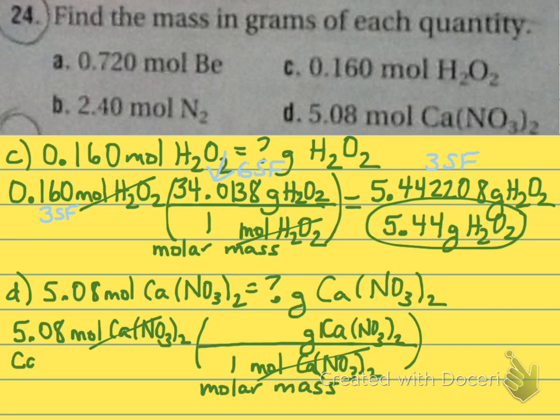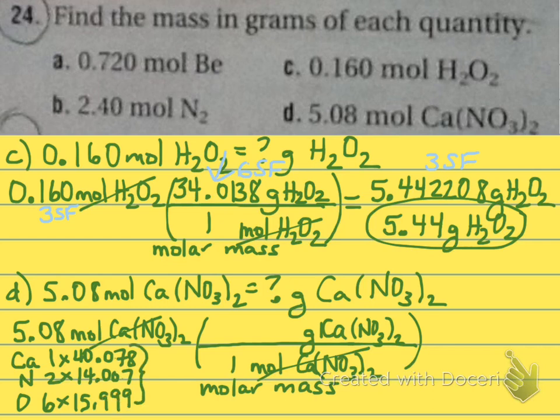Now for this, remember you don't have to show your work for calculating molar mass, but there's 1 calcium. For nitrogen, there are 2 nitrogens, and for oxygen, there are 6. Okay, so again, calcium's number on the periodic table is 40.078. Okay, nitrogen is 14.007. And oxygen is 15.999, right? I'm going to add those all together, and that's what's going to go there for my mass.